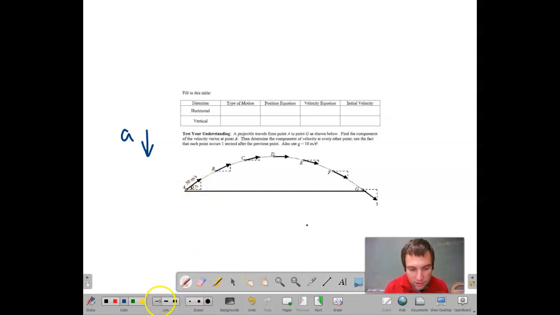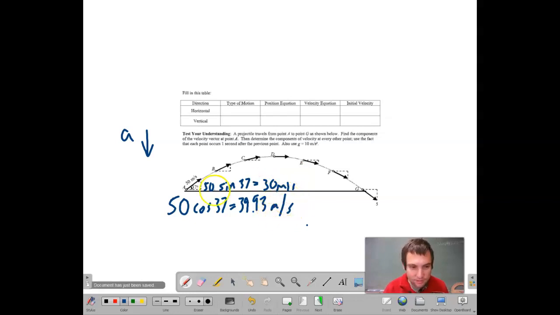So, first things first, let's get our x component, which remember is 50 times cosine 37. And that equals something like 39.93. And then the y component is going to be 50 times sine of 37. And that's going to give us something like 30 meters per second. Not squared, meters per second. The acceleration is going down.